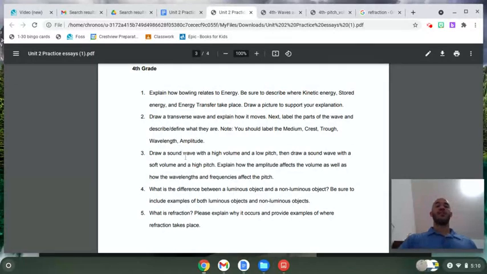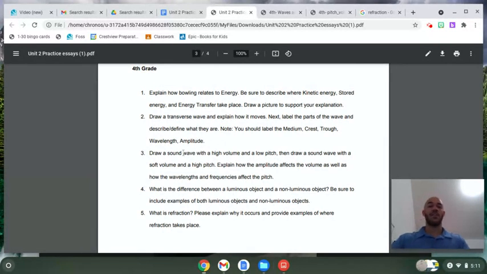Draw a sound wave with a high volume and a low pitch, then draw a sound wave with a soft volume and a high pitch. Explain how the amplitude affects the volume as well as how the wavelength affects the frequency of the pitch. So again, in order to draw this, you're going to have to understand what affects the pitch and volume.